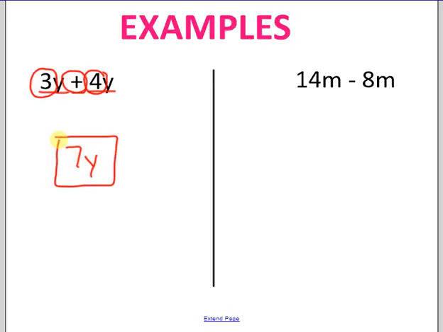It does get more complicated than that, though, so let's keep going. Here we have 14m minus 8m. We have m to the first power, m to the first power, so these are like terms. So all I'm going to do is look at the coefficient, which is 14 and 8, and follow the operation, which is minus. 14 minus 8 is 6, and then I'm going to keep the same variable and exponent, which is m to the first power.